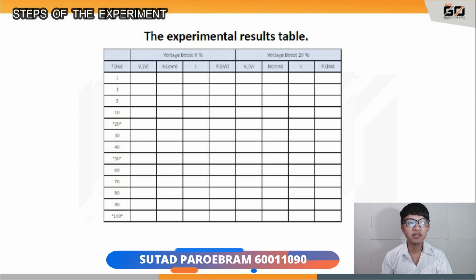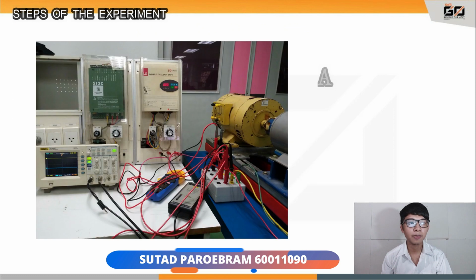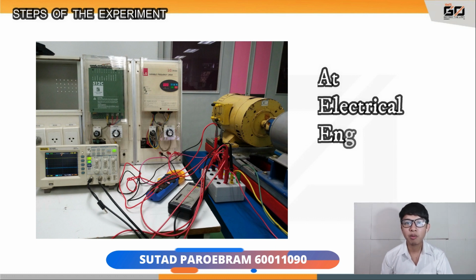For each condition of the experiment, voltage, current, motor speed, and power must be recorded when driving the motor in the frequency range 1 to 100 Hz in the table as in this example. Then, take the voltage obtained at the various frequencies of each of the above conditions and build a graph of the relationship between voltage and frequency, specifying the horizontal axis as the frequency and the vertical axis as the voltage.